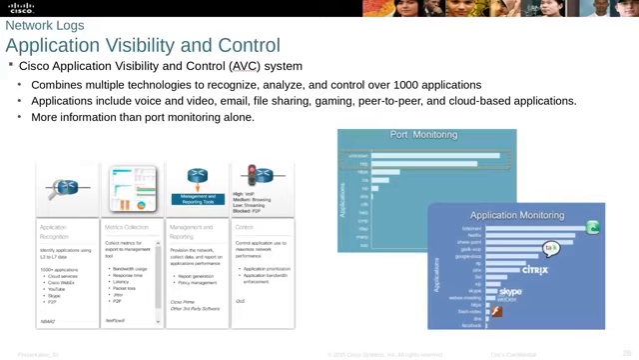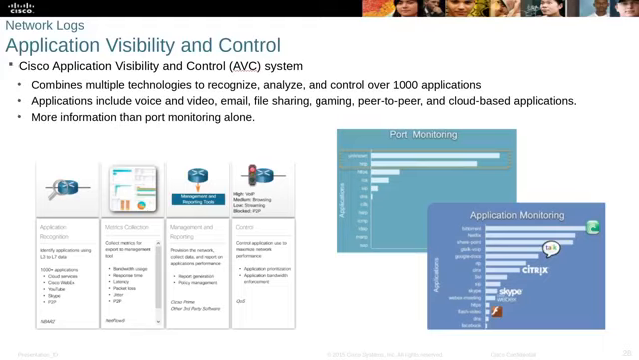Application visibility and control. So Cisco's application visibility and control system combines multiple technologies to recognize, analyze, and control over 1,000 applications. These include voice and video, email, file sharing, gaming, peer-to-peer, and cloud-based applications. It makes use of Cisco's next-generation network-based application recognition in order to discover and classify the applications that are in use on the network.